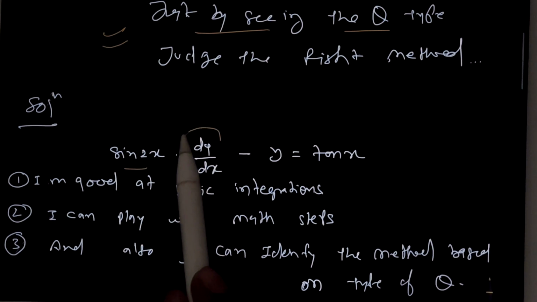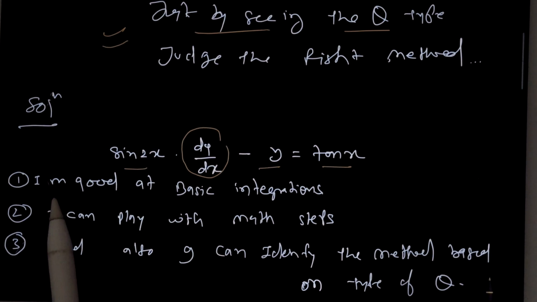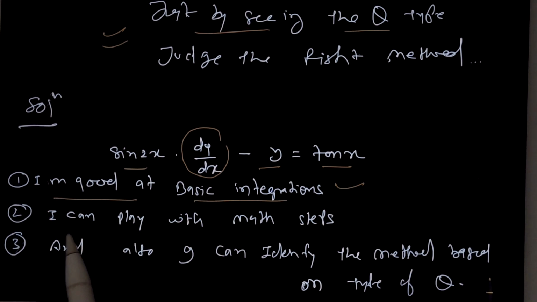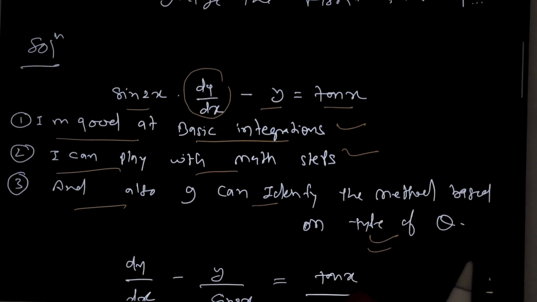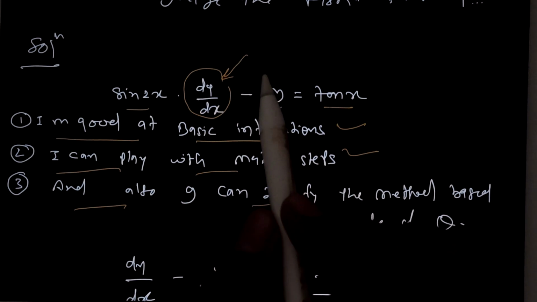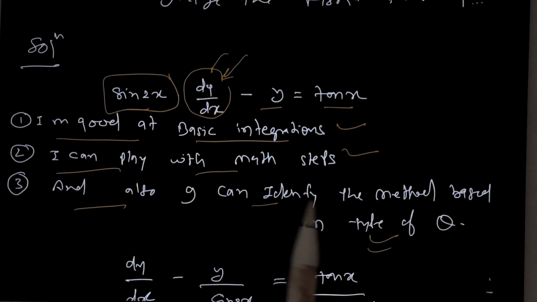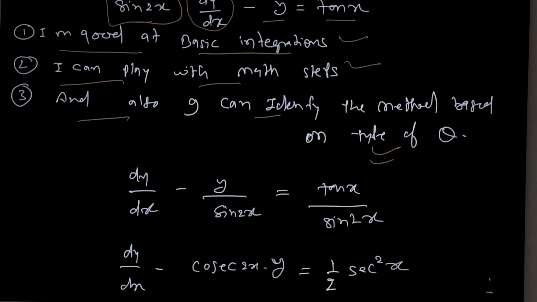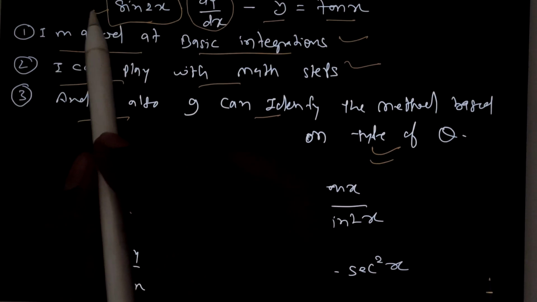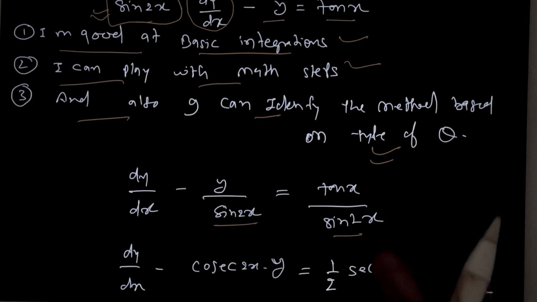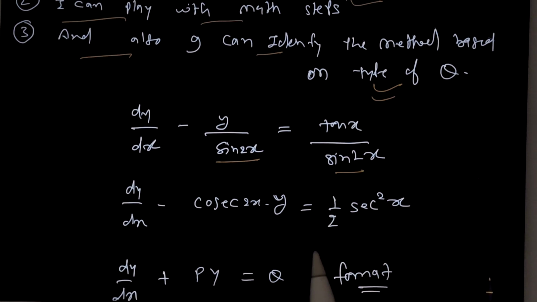So sin 2x dy by dx minus y is equal to tan x. If I talk about myself, I am good at basic integrations, I can play with math steps, and I can identify the method based on the type of question. I told you in previous videos, the coefficient of dy by dx should be 1, because I know the nature of the problem. So I removed this sin 2x by dividing both sides. Then I know how to play with the mathematical steps.